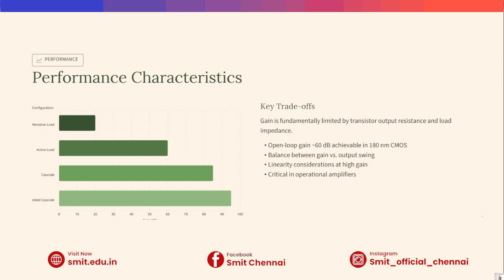Next, we see about the performance characteristics. Of course, there are some trade-offs. Gain is limited by transistor output resistance and the load impedance. In 180 nanometer CMOS, we can achieve about 60 dB open loop gain. But we must balance gain with output swing and consider linearity, especially in operational amplifiers.